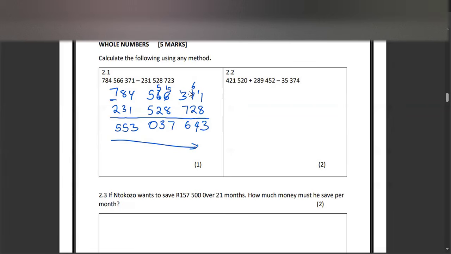All right, then 2.2. Since we have 3 numbers, we have to do 2 at a time. So let's start with the addition, then we do the subtraction. So 421,520 plus 289,452. When we add that from our right-hand side, that's going to be a 2. That's a 7. That's a 9. 9 and 1 is a 10. Write the 0, carry the 1. 8 and 2 is 10 plus 1, 11. Write the 1, carry the 1. 4, 2, and 1, that becomes a 7. And then we rewrite the 3, 5, 3, 7, 4. So it's a 4, 7, 3, 5, 3.